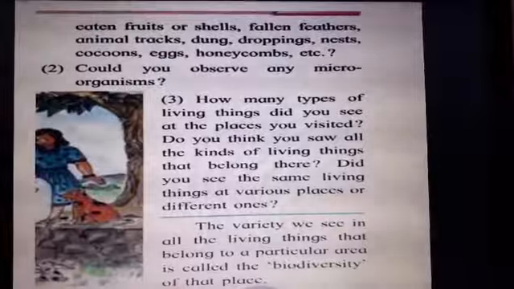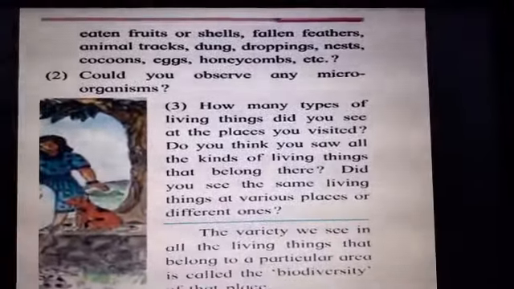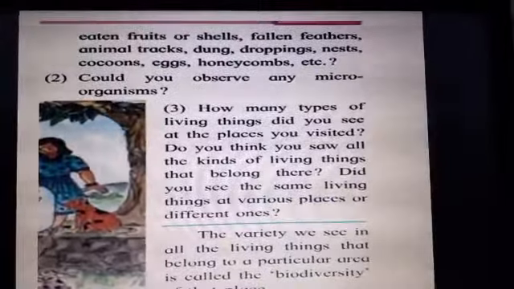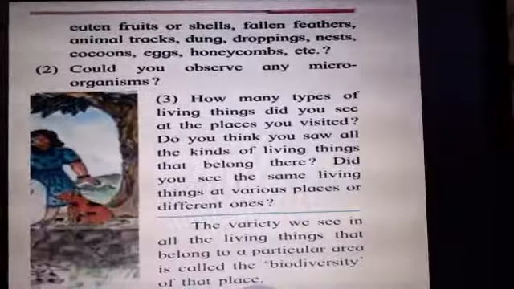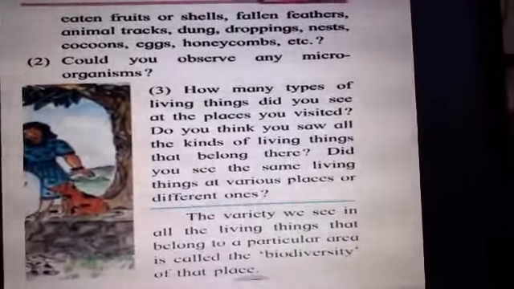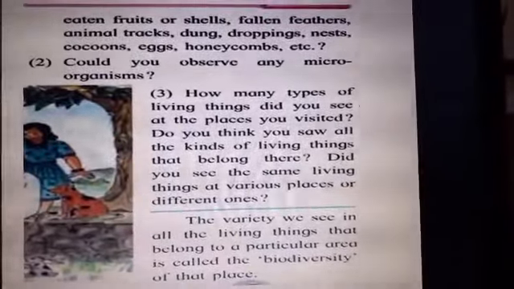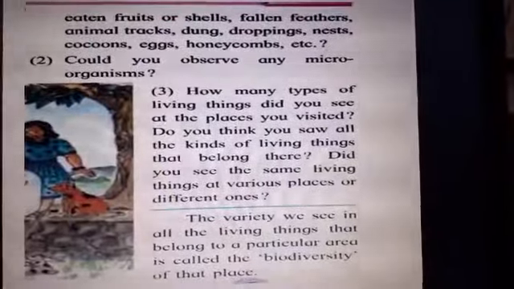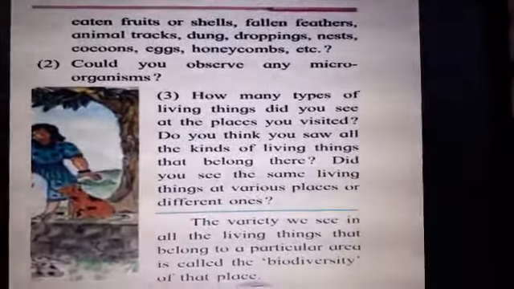Did you see the same living things at various places or different ones? So wherever you have gone for the observation, did you find the same types of living things over there, or there were different? Was there any difference between the living things of the previous place and the place which you have visited now? So you have to find the difference of the living things which you have observed in different places.